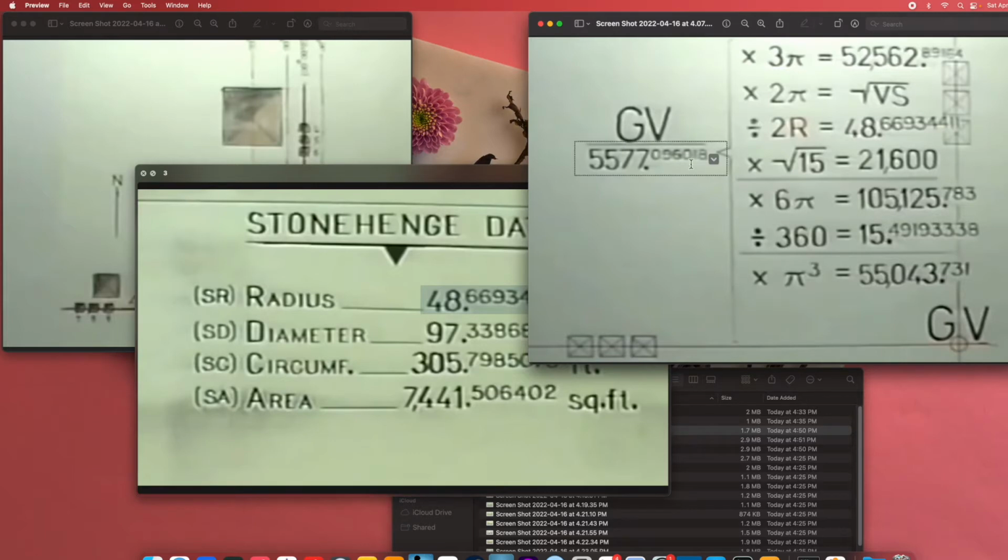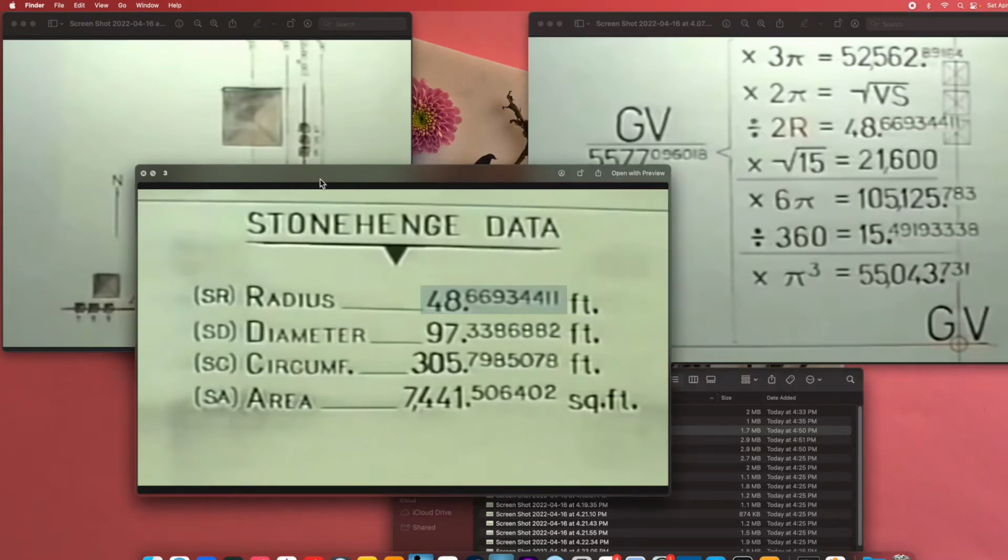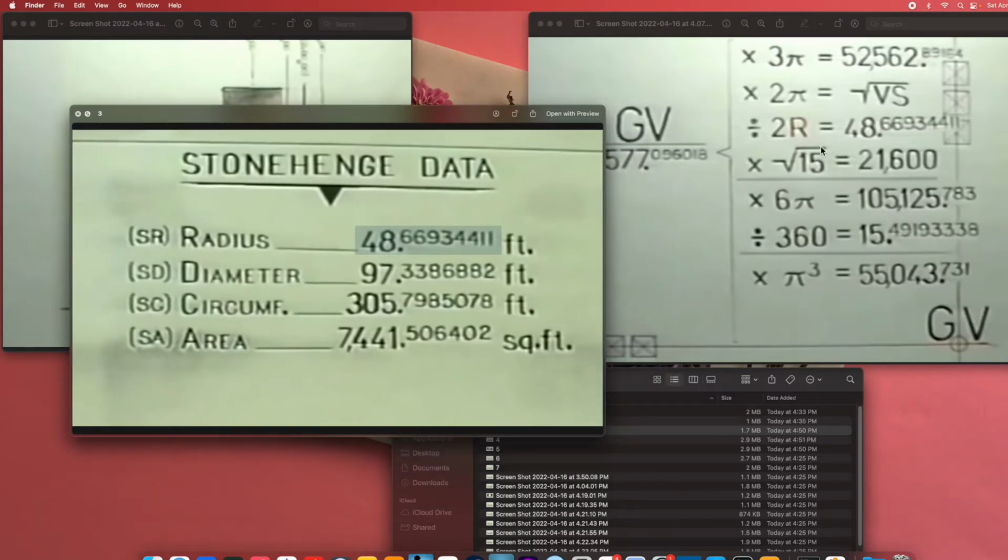We're just using the same number. He didn't pull these numbers out of anywhere. The radian was well established. I'm just going through this part specifically. We'll go over that in another video. Okay, so grid vector divided by 2 radian is the radius of Stonehenge in feet. Okay, this is a square foot.